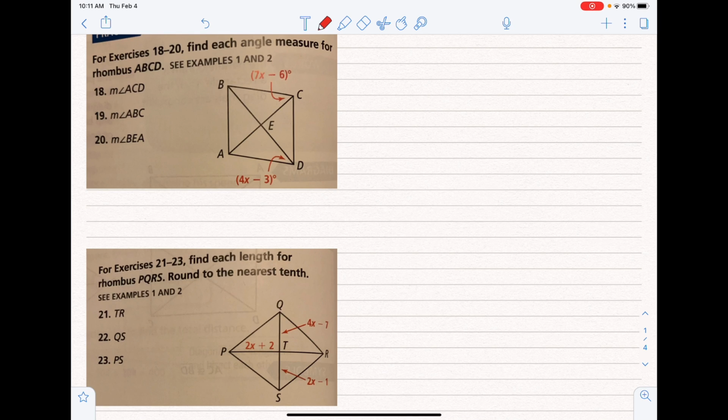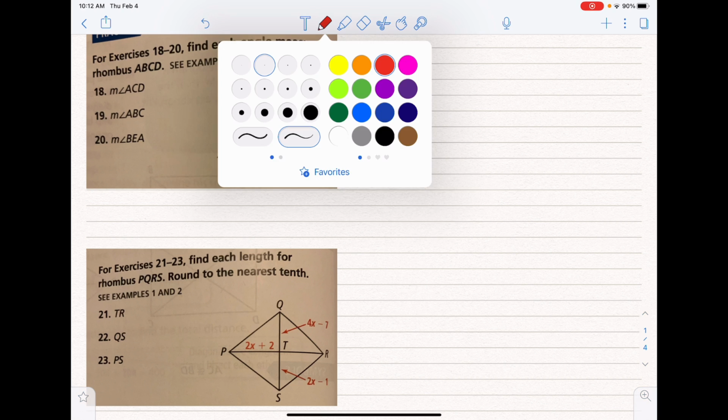Okay, we had 18 through 30 on page 284. So get it out and let's take a look at it. This stuff is pretty simple. Hopefully you didn't find it too difficult. And so here we go.